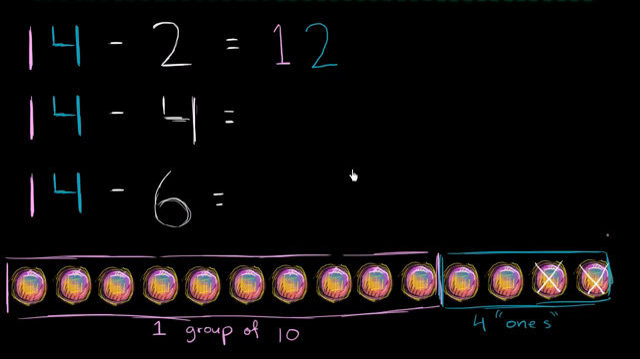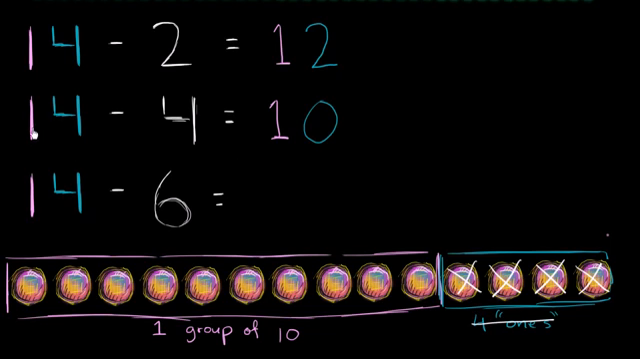Now what about 14 minus 4? So let me clear this out. Actually, let me do it like this. So if I clear that. So what is 14 minus 4 going to be? So now I'm going to take away 1, 2, 3, and 4. I've essentially taken away all 4 ones. So what am I left with? Well, I still have my one group of 10. And I have 0 ones left over. I have no ones anymore. So now I have 0 ones. And so 14 minus 4 is 10.